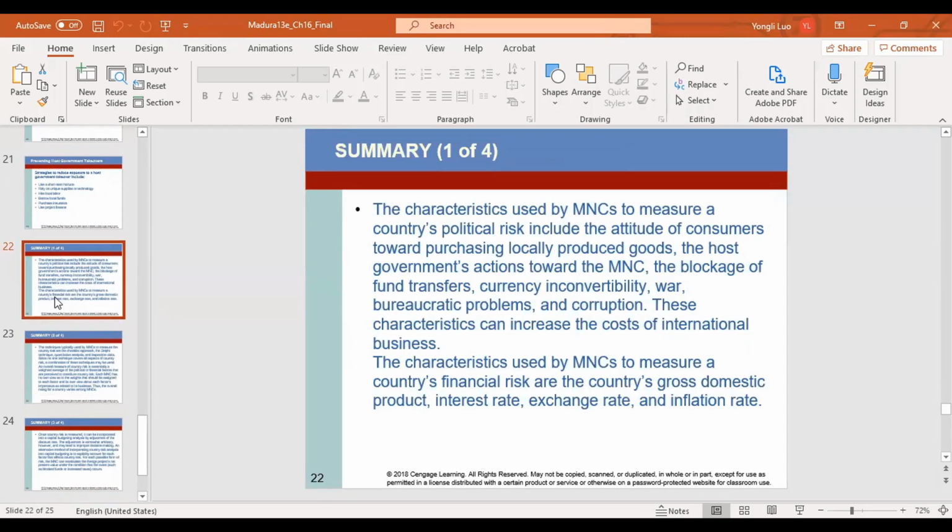Now we come to a summary of this chapter. The characteristics used by MNCs to measure a country's political risk include the attitude of customers towards purchasing locally produced goods, the host government's action towards the MNC, the blockage of foreign transfer, currency inconvertibility, war, bureaucracy problems, and corruption. These characteristics can increase the cost of international business. The characteristics used by MNCs to measure a country's financial risk are the country's gross domestic product, interest rate, exchange rate, and inflation rate.